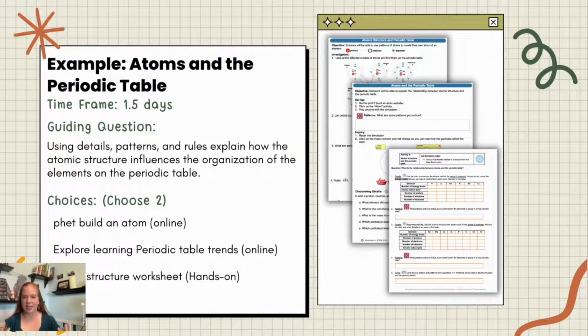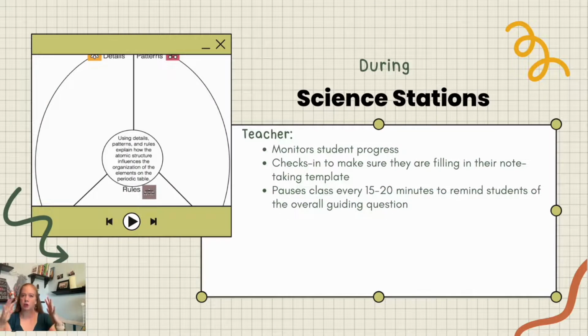Now, during their science stations, they were filling out this graphic organizer, and I am monitoring the students' progress. I'm walking around, I'm checking in to make sure that they're filling in this note-taking template. I pause the class about every 15-20 minutes, and I'm reminding the students about the overall guiding question, because sometimes they get so lost in the activity, they're forgetting the purpose of the activity.